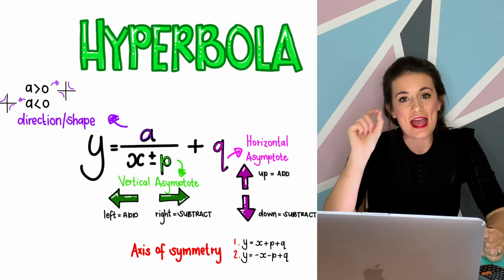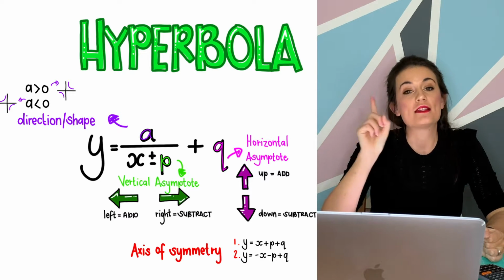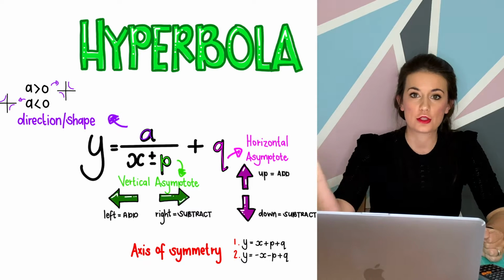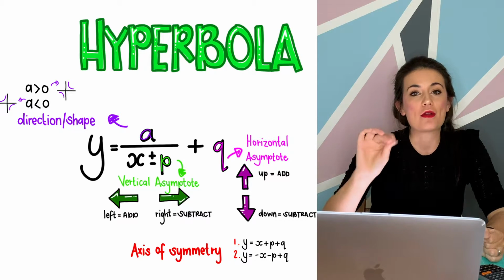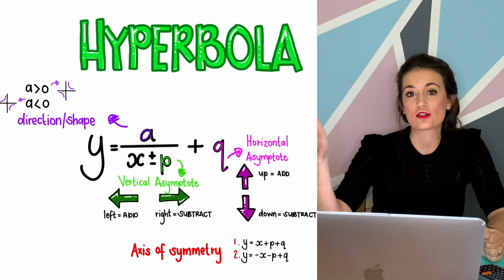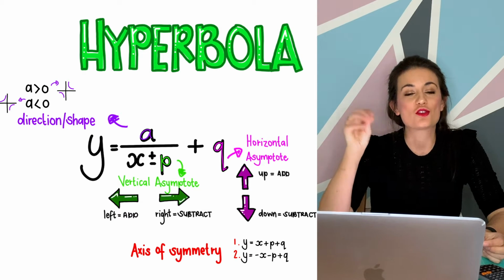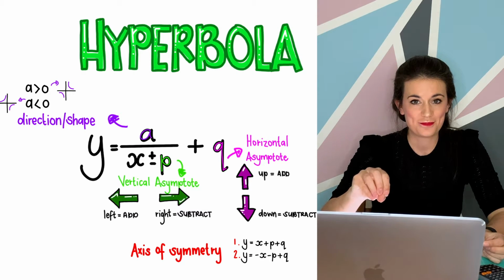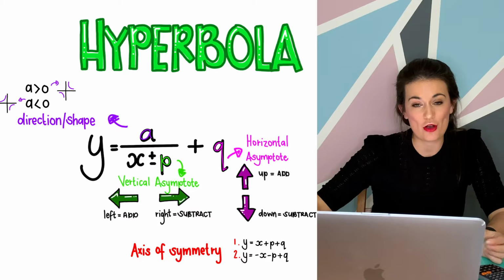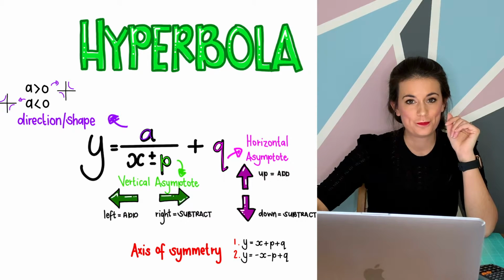We have the a at the top, so a over x plus p. So the a, again, remember, is not the gradient. You cannot have a gradient of a curve. So the a is the direction or the shape of the graph. If the a is greater than 0 or positive, then that means that this graph will lie in quadrant 1 and quadrant 3. If a is less than 0 or negative, it will lie in quadrant 2 and quadrant 4.